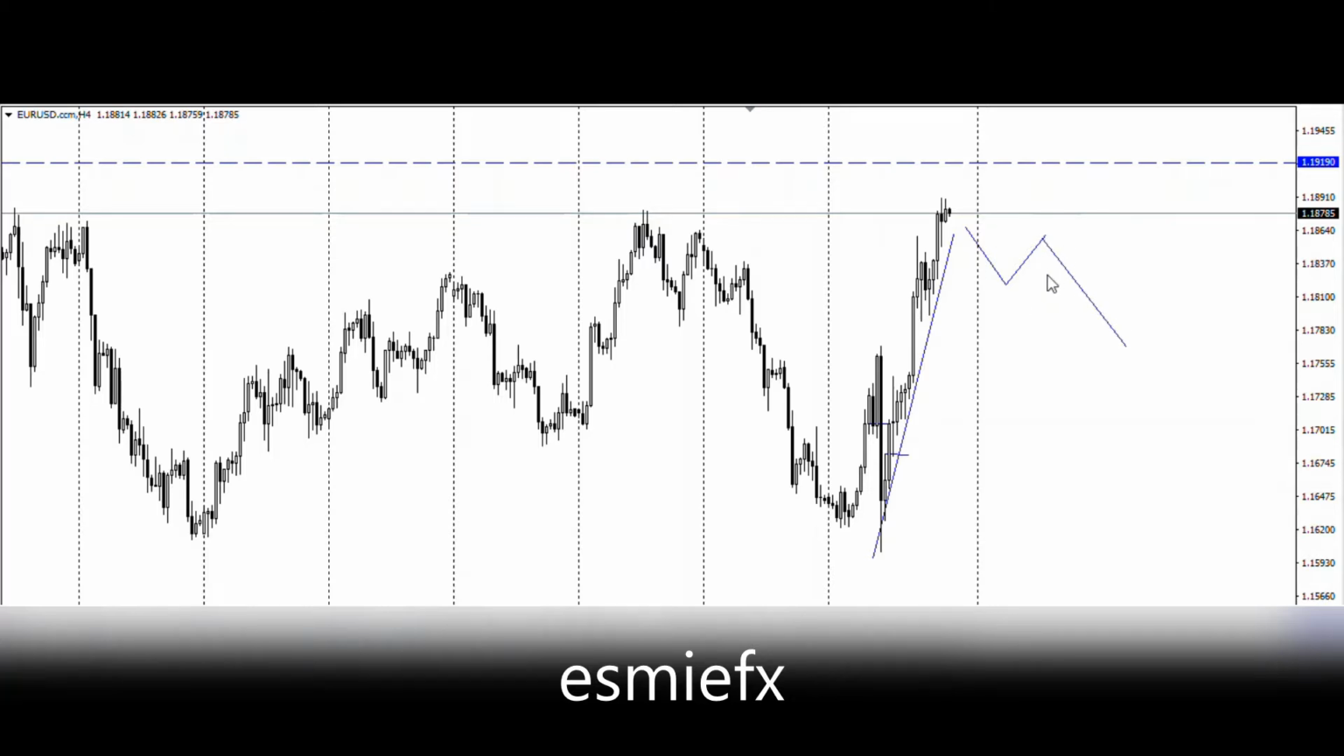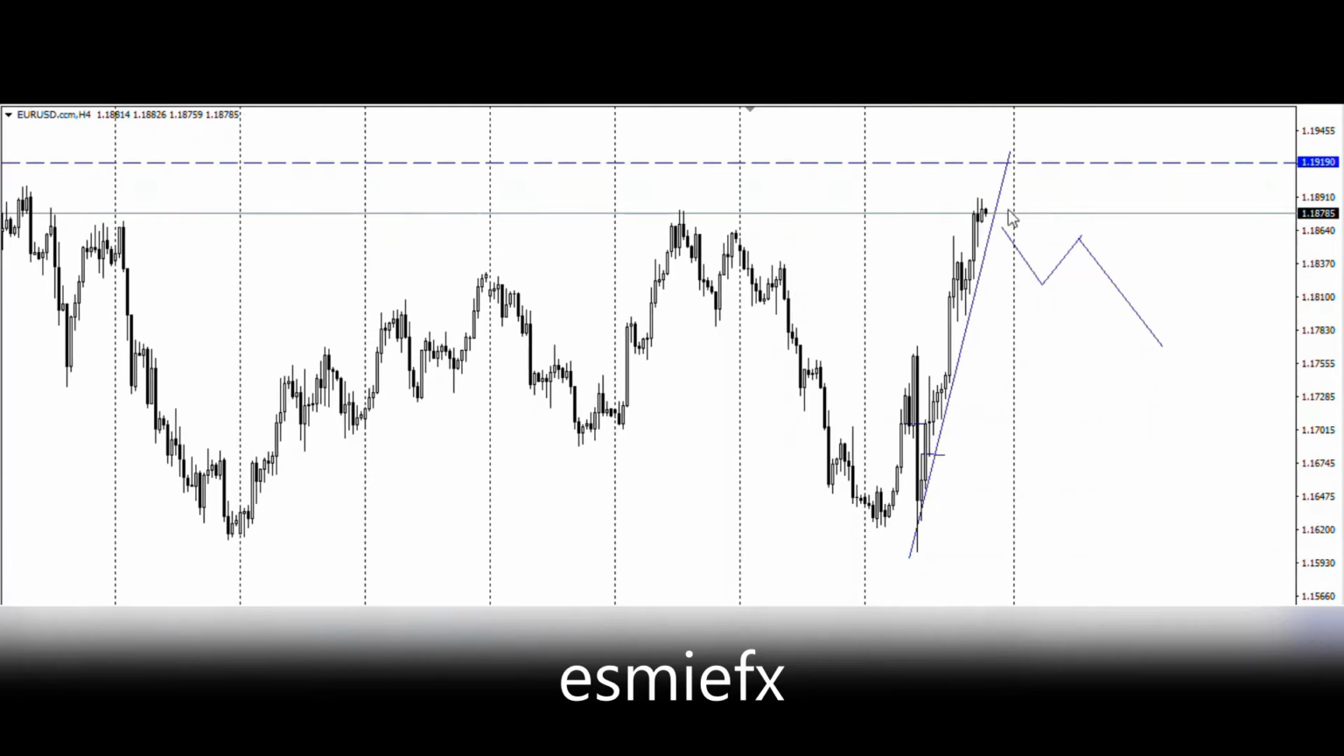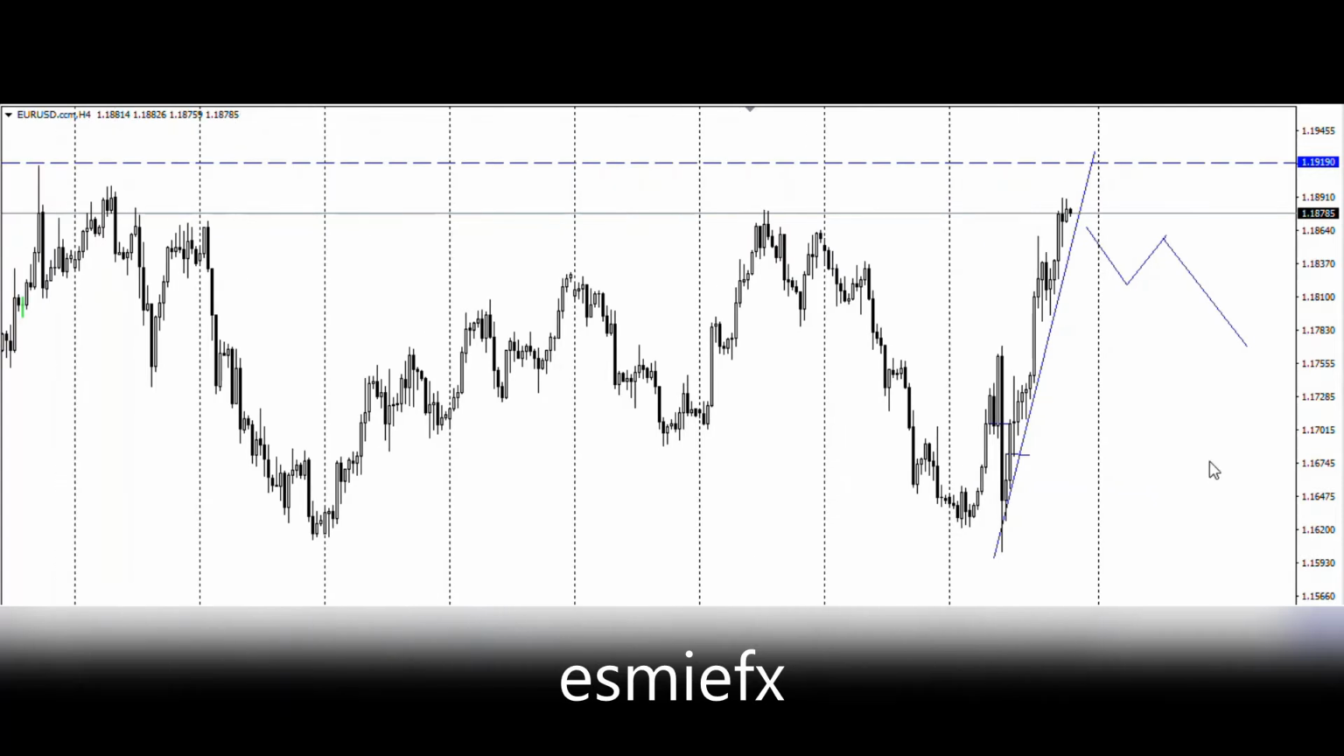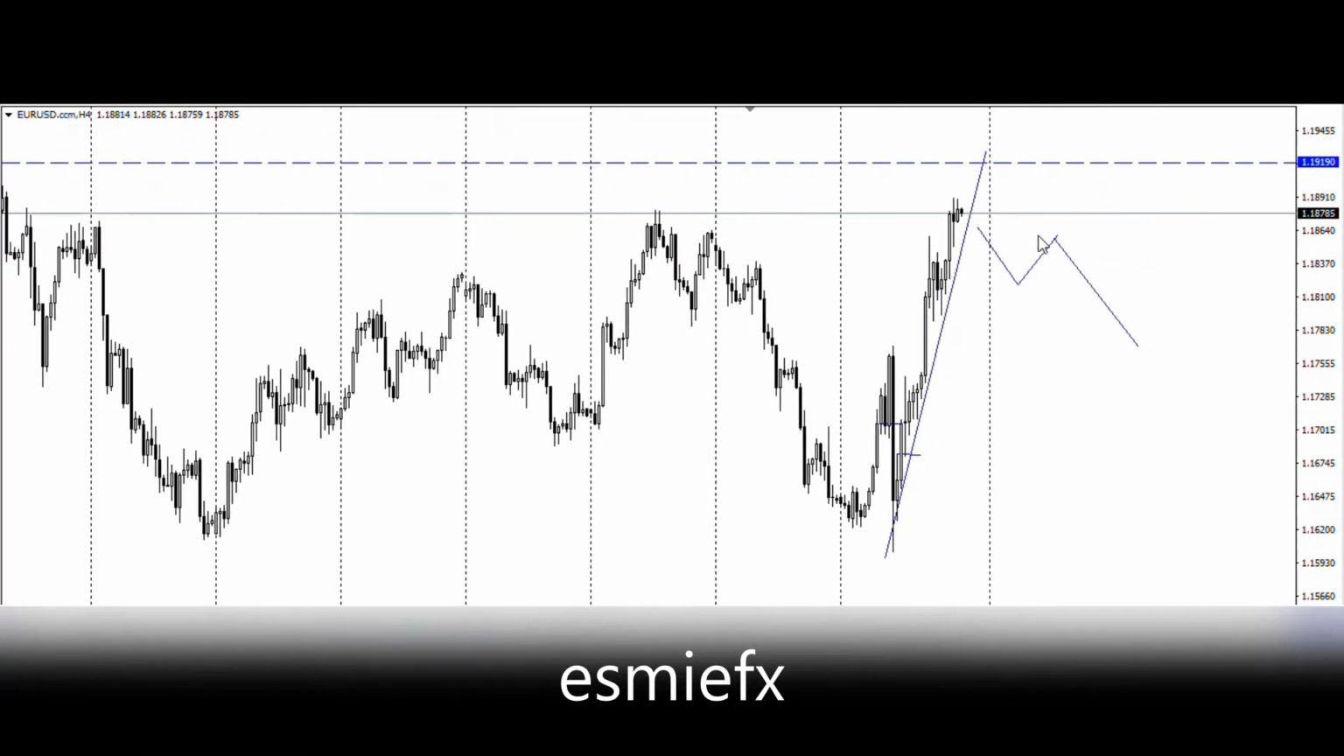This is what I'm looking for: a break of the trend line and a retracement. The retracement can be in the form of a double top or a slightly higher high, and then break the trend line. In any case, when the market opens, it can still move up and then create this. So I'll wait and see how it unfolds. So break, a retracement, and then I'll look to sell.